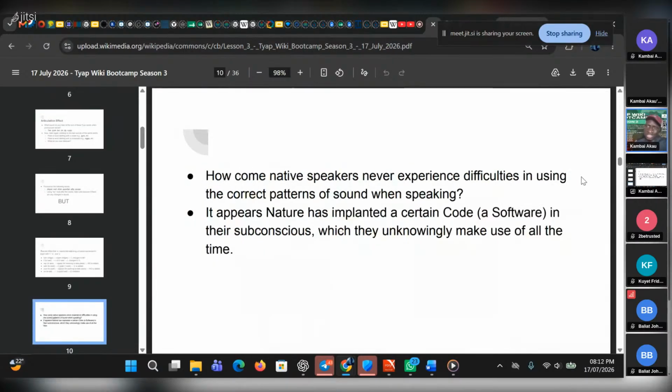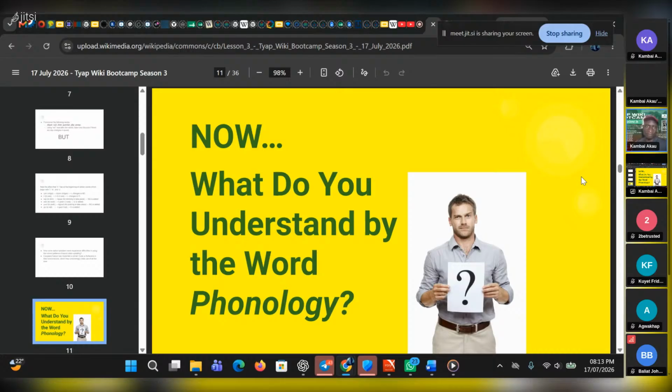So how comes a native speaker never experiences difficulties in using the correct patterns of language when speaking it? Well, it just appears that nature just implanted us with certain codes. Well, if you say nature actually, who is the nature itself? That's God Himself who created the world. So He Himself is nature. So unknowingly, you as a native speaker, you just say it, and if somebody says why is it like that, why are you doing like this, well, I don't know, because that's just the way you were born speaking the language. You just know it automatically.